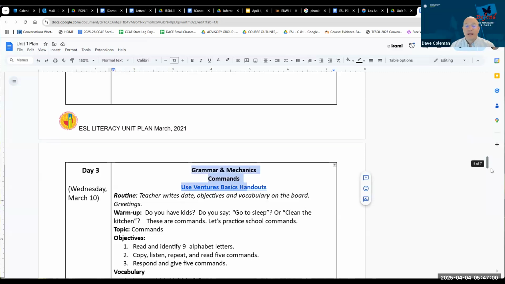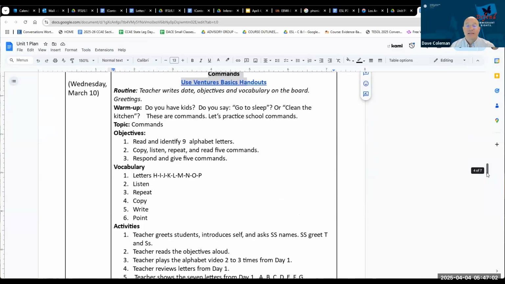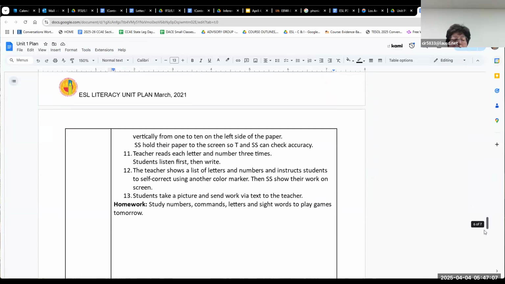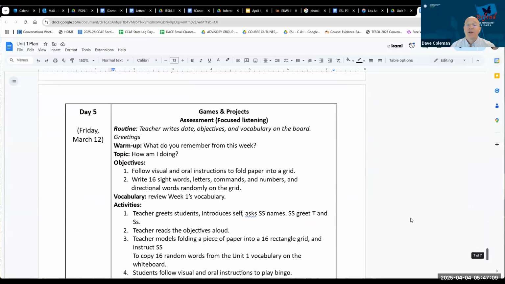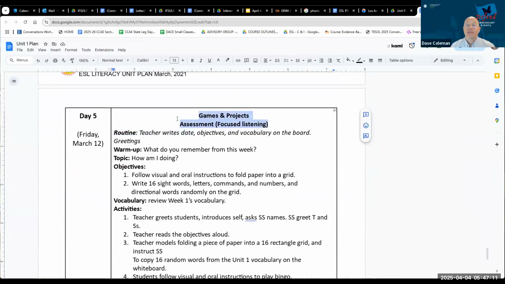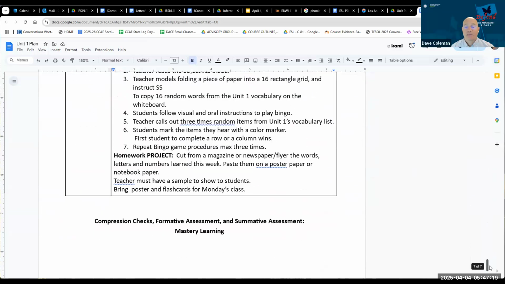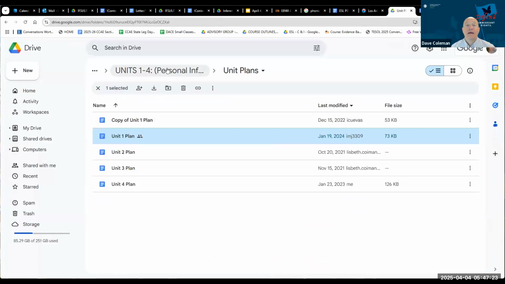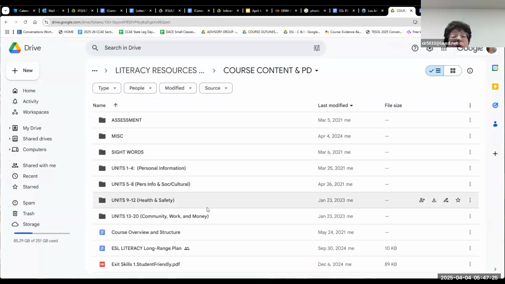You got your day 3, and again, it has basic step by step. How many days does this have? It's 5 days. The last day is always your joyful assessment. For this one, it's focused listening. So these are basically a 2 hour class or longer? Yeah, about a 2 hour class. Yes. Okay. And it has the 4 units.